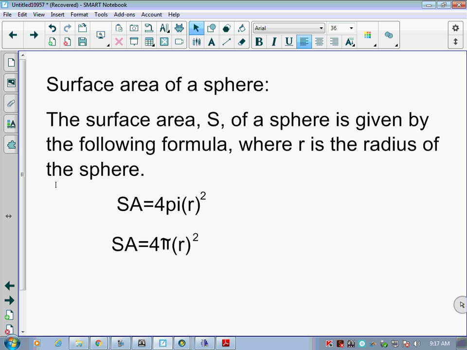Okay? Surface area. So this is the thing that you want to write down, is how do I find the surface area of a sphere? It's a simple formula. It's 4 pi r squared. Okay, I'll give you a chance to write that down. 4 pi r squared. If I ask you what's the surface area of a sphere, you're going to tell me it's 4 pi r squared. Okay?